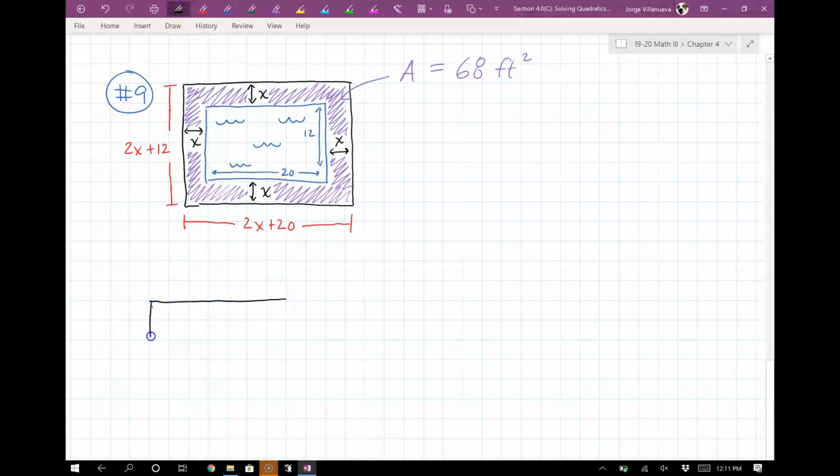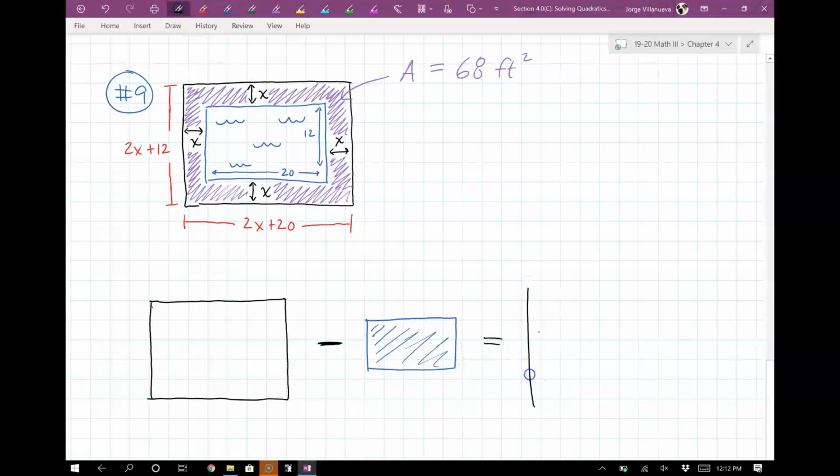Now I'm going to try to draw the little squares that I did earlier, but this time I'll label them. So we're going to have a big space, and we're going to subtract a pool. Okay, we're going to subtract the pool, and our answer is going to be this big shape without the pool. Okay?